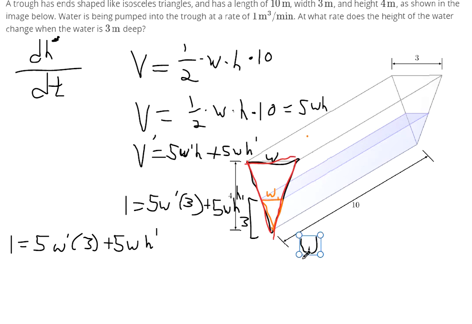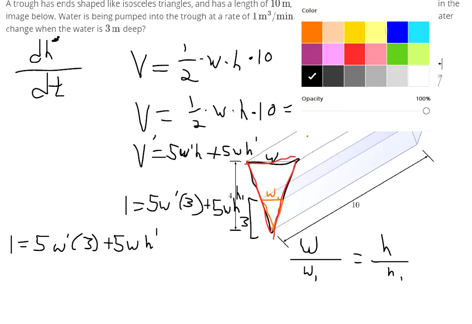So the big triangle's width divided by the little triangle's width. That should equal the big triangle's height, like this. So the big triangle's height divided by the little triangle's height. The order matters there, right? This is enough information to help us find this W that we're looking for.